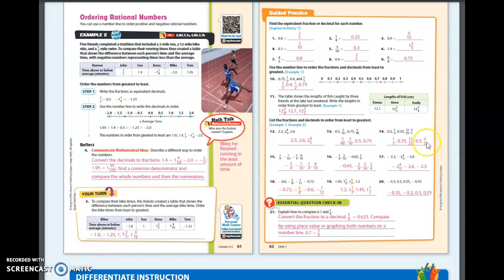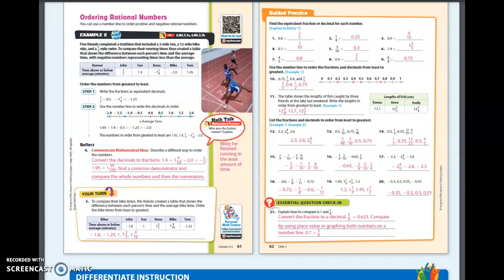And then on the guided practice slide, you're going from an equivalent fraction to a decimal or from an equivalent decimal to a fraction, either back and forth. For 10 through 11, you are using the number line in order to order the fractions and the decimals from least to greatest. For 12 through 20, you're listing the fractions and decimals in order from least to greatest. And finally, the essential question check-in is explain how to compare 7/10 with 5/8.